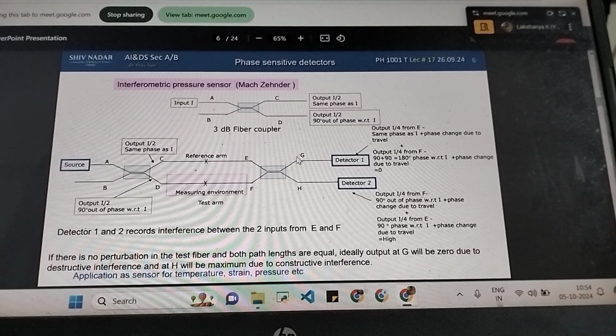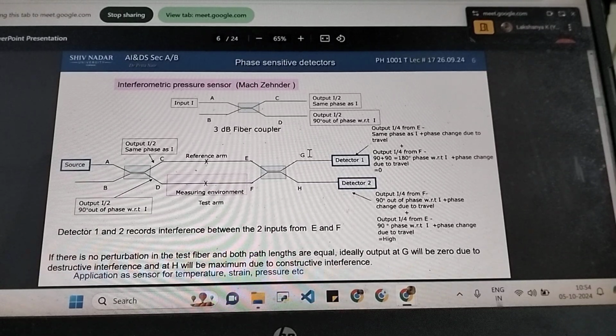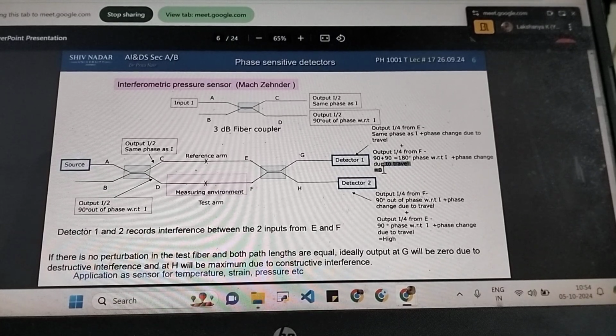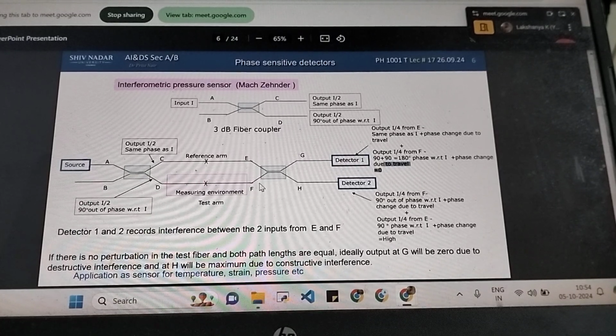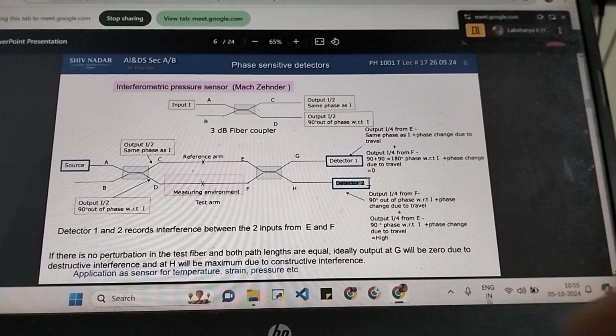So if you look back to G, we said we have one thing which is at 0 phase and the other which is at 180 degree phase difference, meaning they cancel each other out. So essentially what you have at G is 0. And at H both are at 90 degree phase change, meaning both have the same phase, so they add up. This I by 4 and I by 4 add up, so finally the intensity here will be I by 2. This is how a normal Mach Zehnder interferometer works.